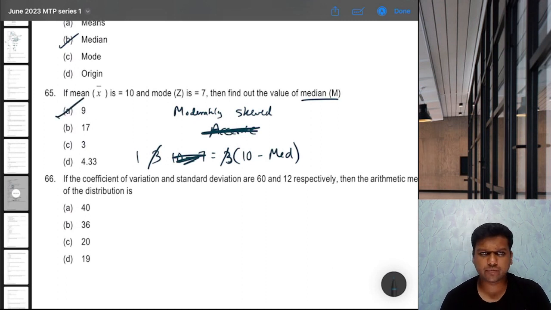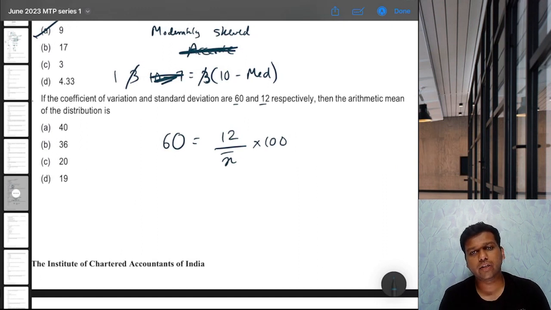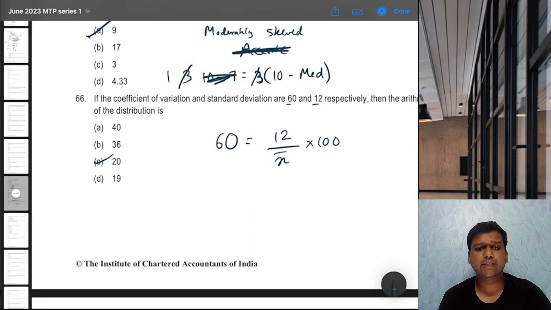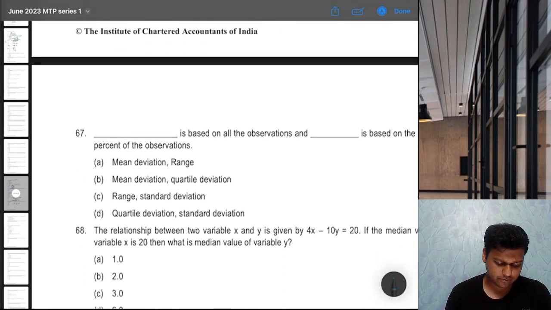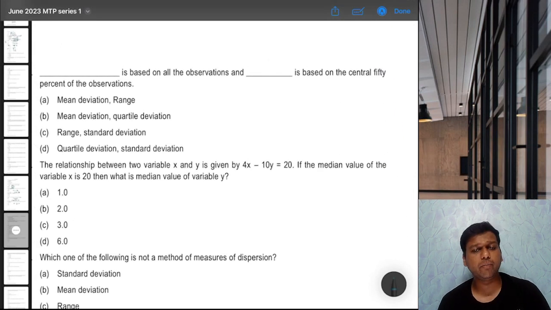Next, 66. If the coefficient of variation CV and standard deviation are 60 and 12 respectively, then what is the mean? The coefficient of variation is standard deviation upon mean into 100. So there is just a missing figure question. What will be the mean? 12 by 60 into 100, that is 20. Option C is the correct answer for question number 66.